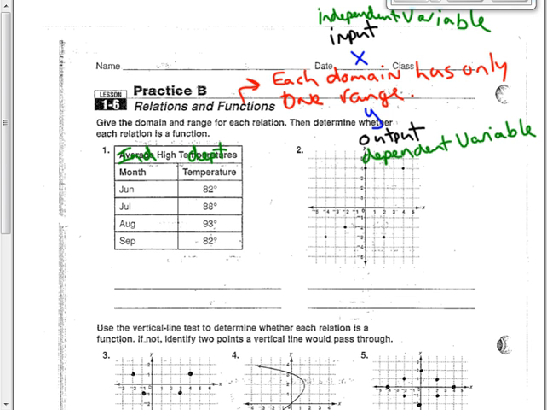And in this particular case, we have set numbers, so we're not just randomly picking temperatures for each month, but we're actually saying June goes to 82 degrees, July goes to 88, August goes to 93, and September has 82 again. Okay? And so we say, does each independent variable have only one dependent variable? And the answer is yes, they do. It only goes to one average high temperature. There are not two average high temperatures in the month of June.